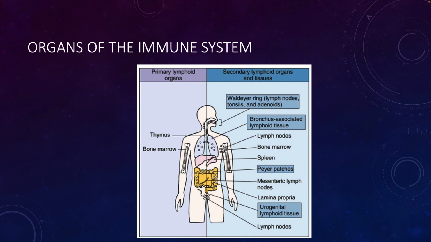Some of our secondary lymphoid organs and tissues include things like your lymph nodes, tonsils, and adenoids. Your bone marrow can also be a secondary tissue because you have some more development that occurs there. The spleen is really important as a filtration and site of antigen presentation. And then in the gut, you have things like Peyer's patches. You have bronchus-associated lymphoid tissue in your respiratory system. So you have a lot of areas of your body that consist of cells and tissues of the immune system.